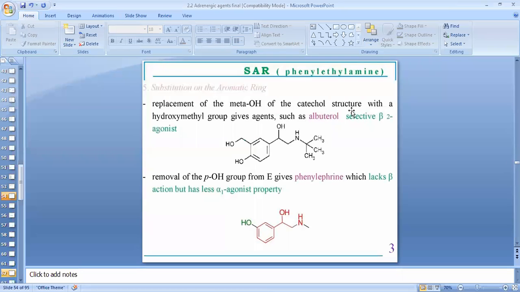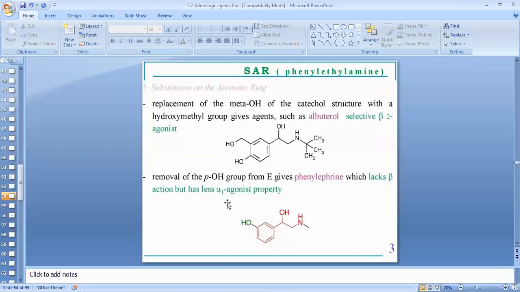the meta hydroxyl group of the catechol structure with a hydroxymethyl group. We substituted this hydroxyl group with a hydroxymethyl group. Then the name of the drug is albuterol, which is a selective beta 2 agonist. So these are the modifications and the structure activity relationship of this ring: by making different types of substitutions, what is the effect on the adrenergic receptor. Substitution of this hydroxyl group with a hydroxymethyl group will increase beta 2 agonist activity, and the name of the drug is albuterol.